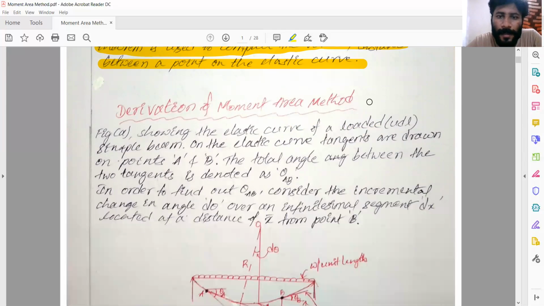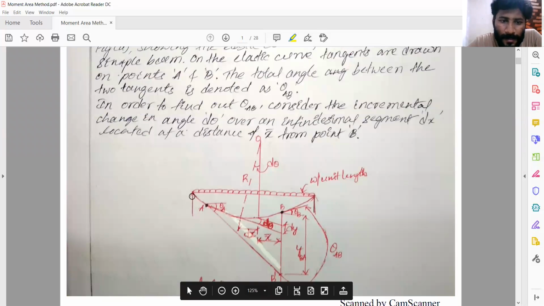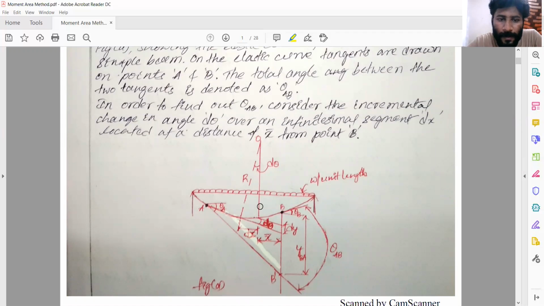So the derivation of the moment area method. This is figure A. Here you can see that I have taken a simply supported beam which is subjected to a uniformly distributed load, and this is the deformed shape of the beam. I have taken 2 points here, point A and point B. At point A, I have drawn the tangent to the elastic curve.